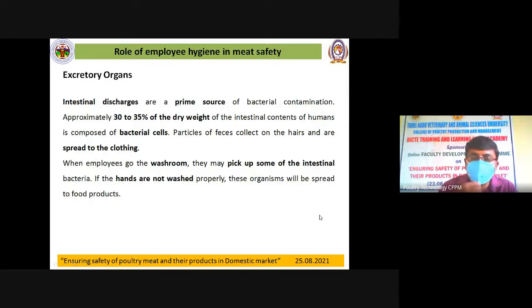The next one is the excretory organs. The intestinal discharges are one of the prime sources of bacterial contamination, since approximately 30 to 33% of the dry weight of the intestinal contents of humans is composed of bacterial cells. So there are a lot of bacterial organisms in the intestine, and particles of feces collect on the body and spread to the clothing. When employees go to the washroom, they will pick up some of the intestinal bacteria if their hands are not washed properly, and these organisms will spread to the food products, and the food gets infected or contaminated.